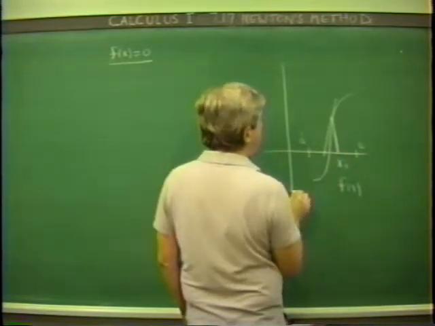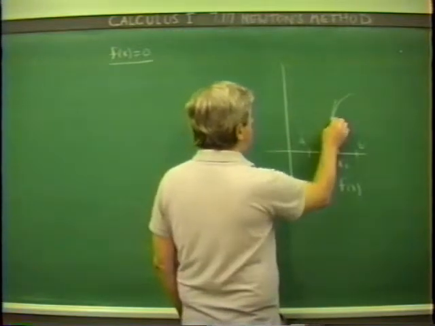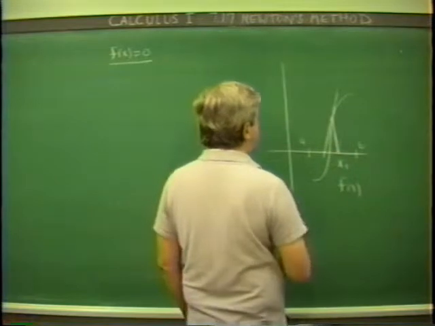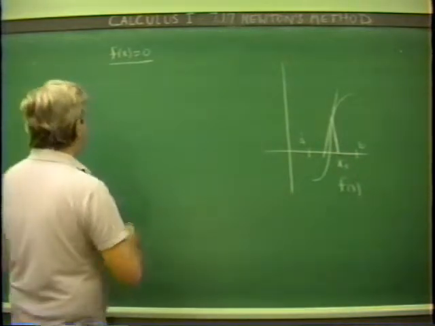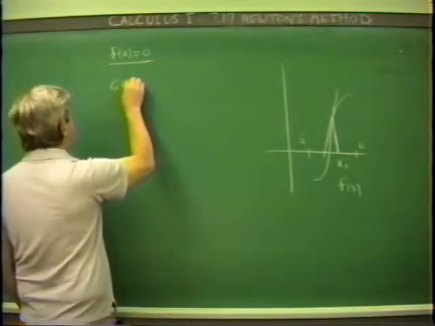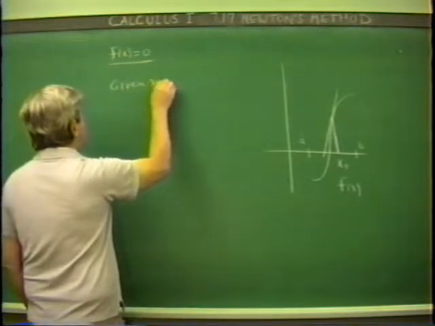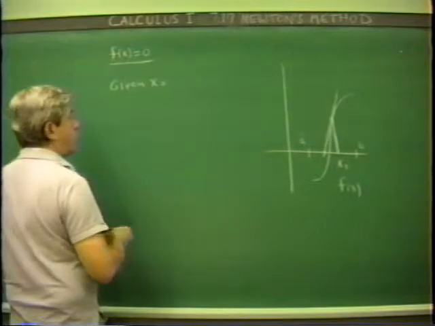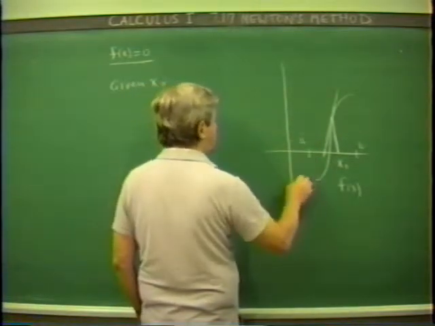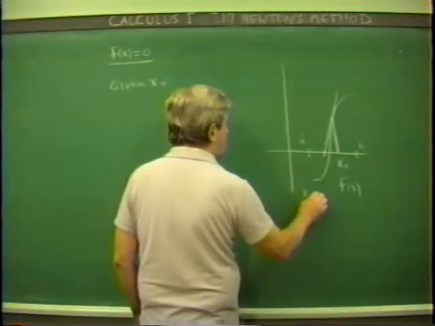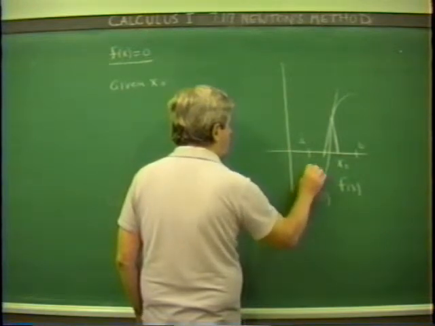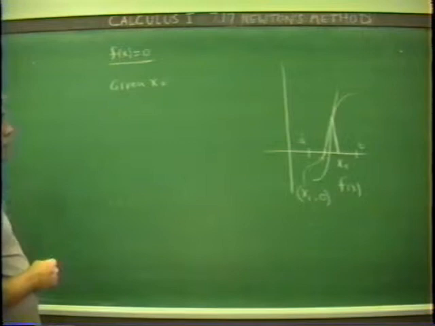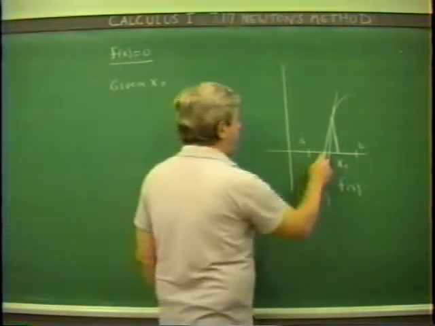For a second approximation, let's call this approximation x0. And for a second approximation, take the value where the tangent line crosses the x-axis. So if we're given x0, we want to know, where does this tangent line cross the x-axis? Well, it's going to cross at a point x1, 0.